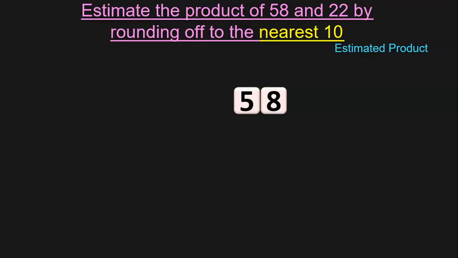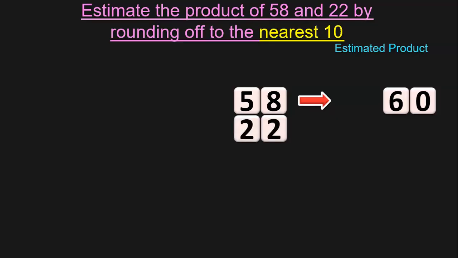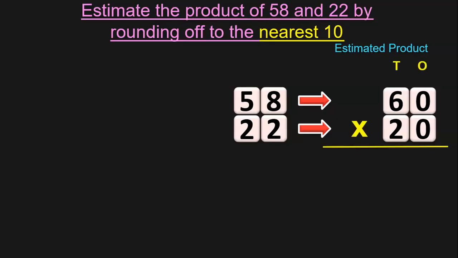58 when rounded off to the nearest 10 you will get 60. So you have to go to the upper limit when it is 5 or above. So 58 is above 55, so you round it up to the upper limit. Next is 22, which is below 25. So you'll round it down to the nearest 10 and it is 20. So now we have to multiply these two. What will you get? Ones place is 0, so you just ignore that step.